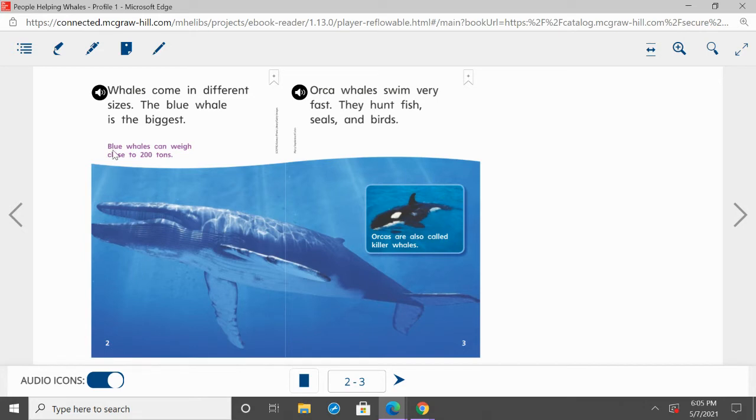And it says, blue whales can weigh close to 200 tons. Here's another picture and a caption. Orcas are also called killer whales.